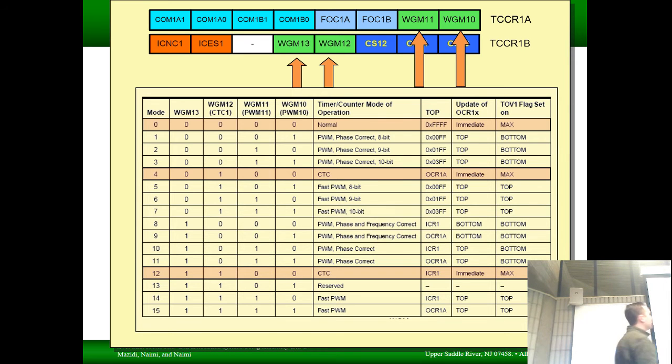We are not getting into any of the other modes. All of these other modes are PWM modes, pulse width modulation modes. We're not dealing with those yet. Maybe when we start talking about servos, we might return to those. But for now, we're just dealing with those 3 modes, mode 0, mode 4, and mode 12. Okay, and mode 4 and mode 12 are both CTC, clear on timer compare. Okay, the only difference is what the top value is. In the first case, mode 4, our top value is OCR1A, and in the second case, mode 12, it's ICR1.